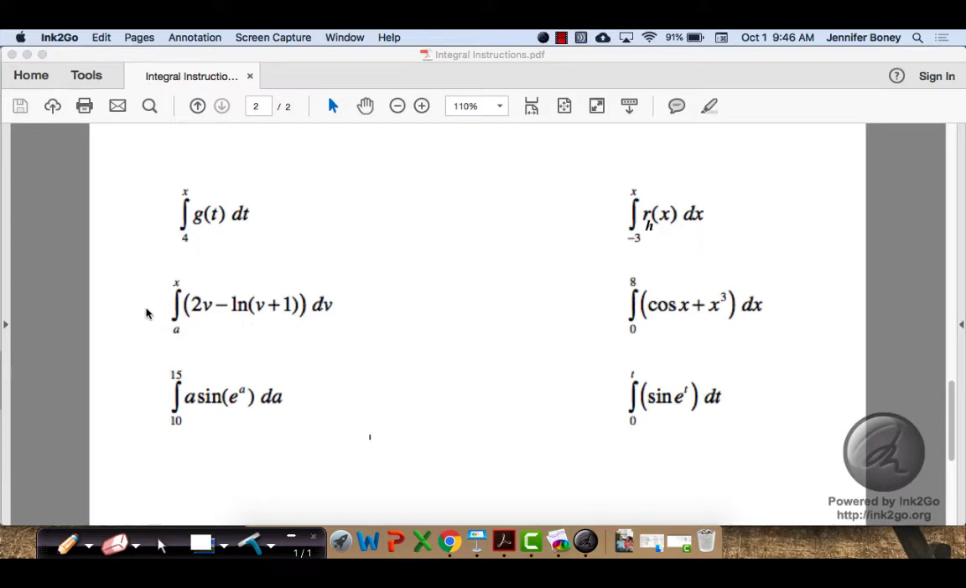If I want this to be something where it's expressing net accumulation as a whole, then I would need this part here to be the function rule of a rate function, which, okay, it's a weird rate, 2v minus the natural log of v plus 1, but that's fine. So I have my m dx sort of expression. So far so good. And then I also need to look at what's on the integral sign. Where do I start and where do I end?